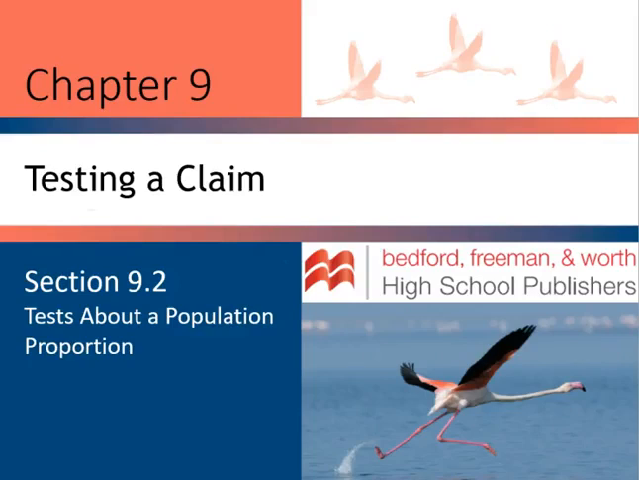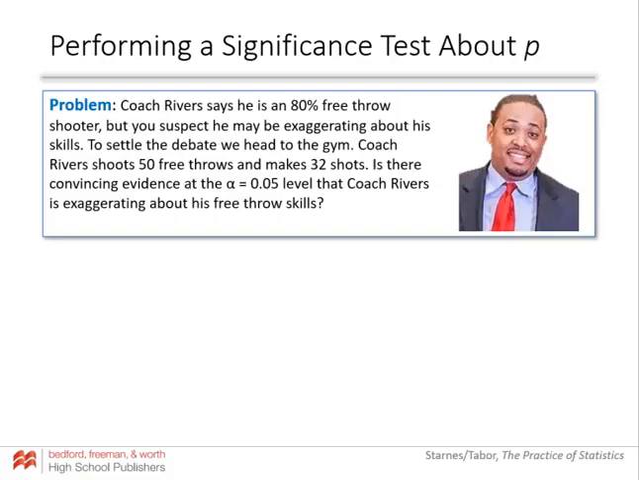Section 9.2, we're going to learn how to do a hypothesis test or significance test about a population proportion. Okay, so we're going to look at that same example from last class with Coach Rivers and his free throw shooting. And so we want to know, is there convincing evidence at the alpha equals 0.05 level that Coach Rivers is exaggerating about his free throw skills?